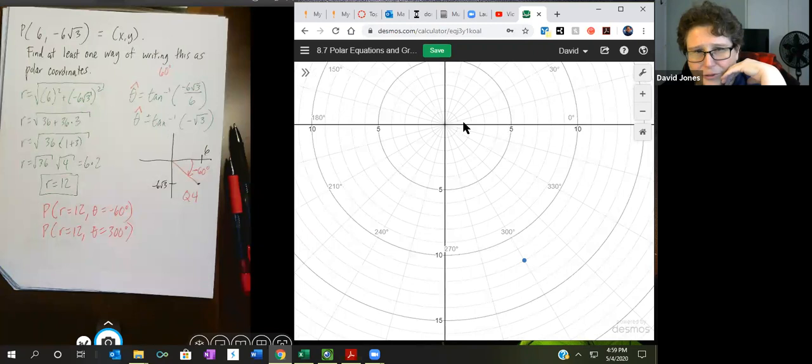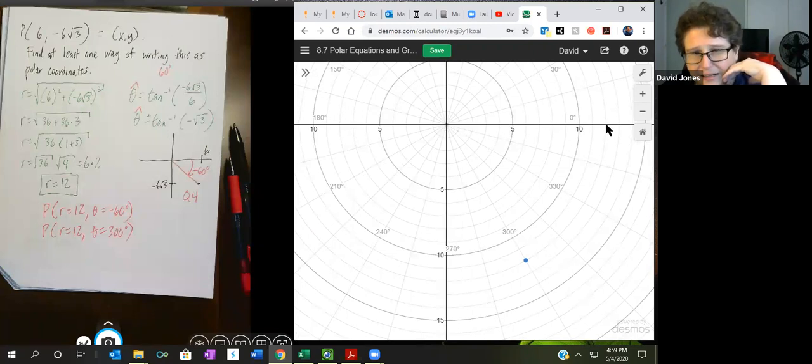So R equals 12, look at that. R equals 12, and it's backward 60 degrees.